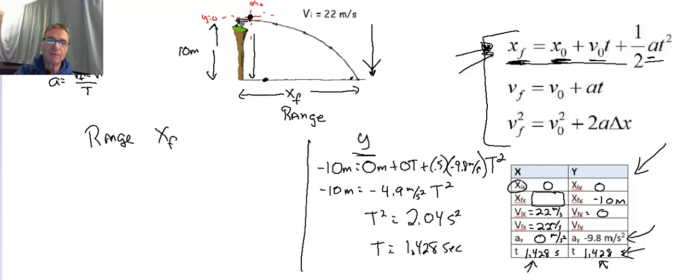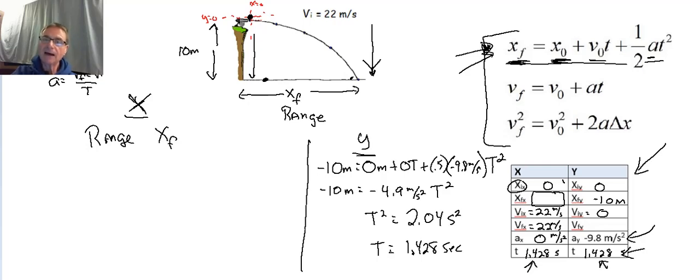So this was y information. Now I'm going to be using x information to find out the range. Let's look at the information I have on the x side. I know my initial position. I do not have my final position, which is what I'm looking for. I have initial velocity, final velocity, acceleration, and time. So I'm looking for x final.